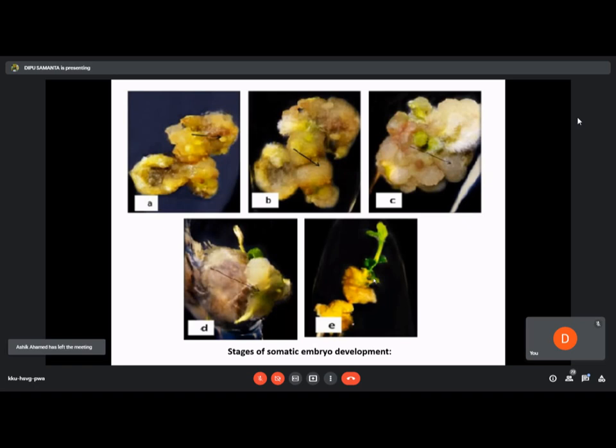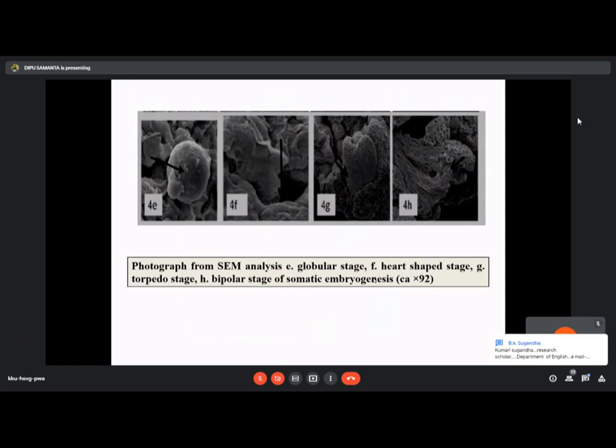Okay. These structures, whenever we found them, we analyzed under the scanning electron microscope. I have presented here how a single cell looks. This is the single globular stage. Then this is the heart-shaped stage, and the elongated heart, that is torpedo, followed by the bipolar stage.